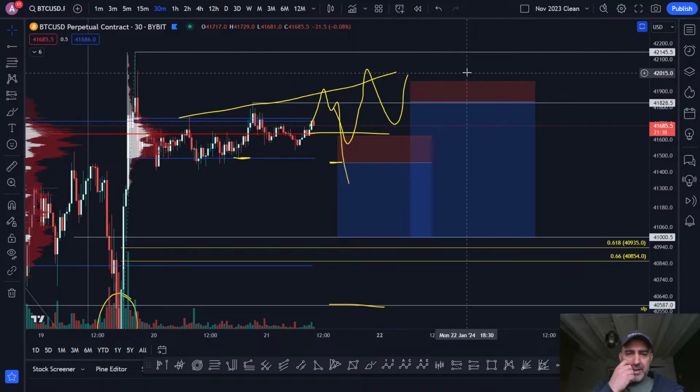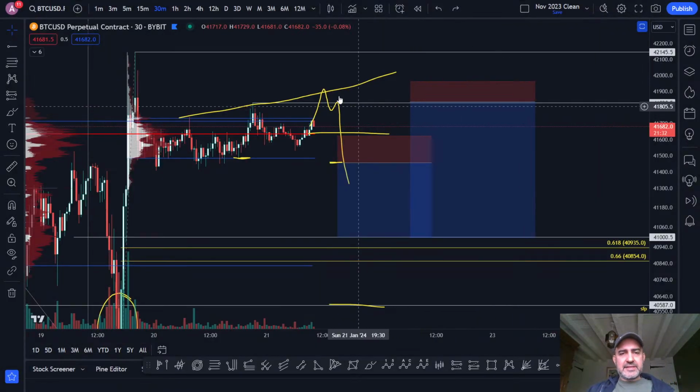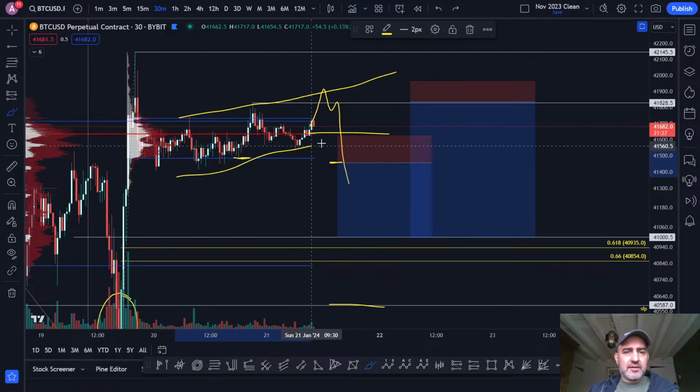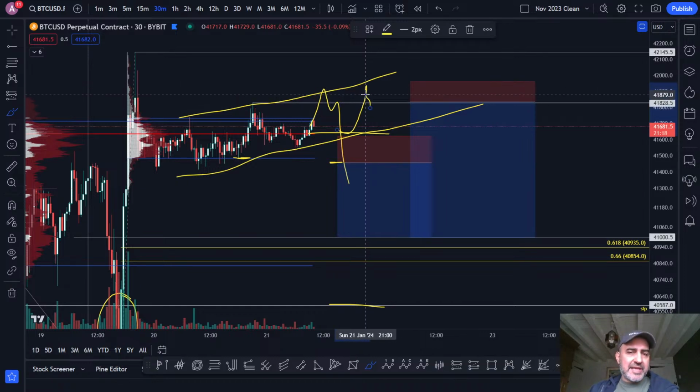So possibly, if this behavior continues throughout the course of today, then probably you'd be looking to short later on in the evening, if we get up there about 9 something towards the end of the day. Probably not early in the day, like now. Probably not now.